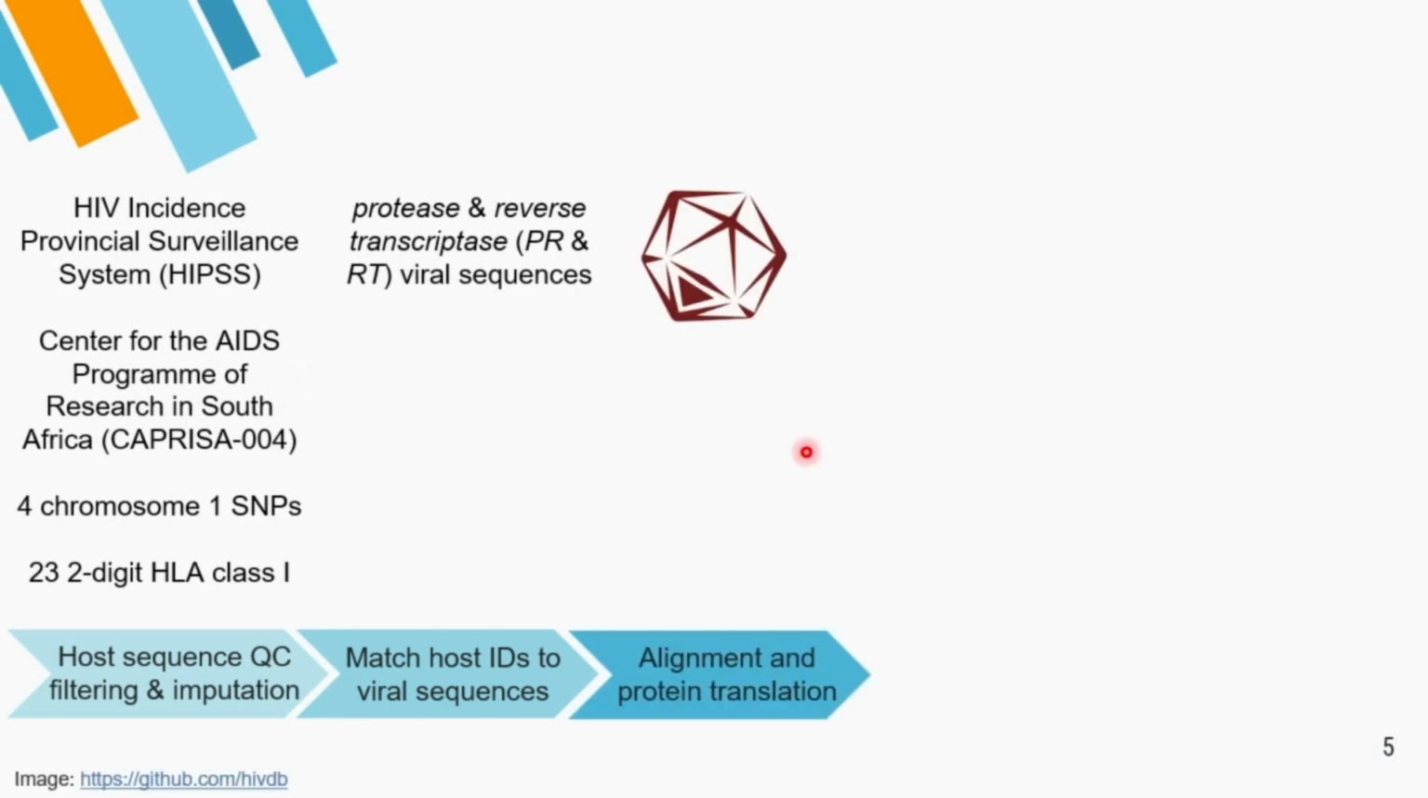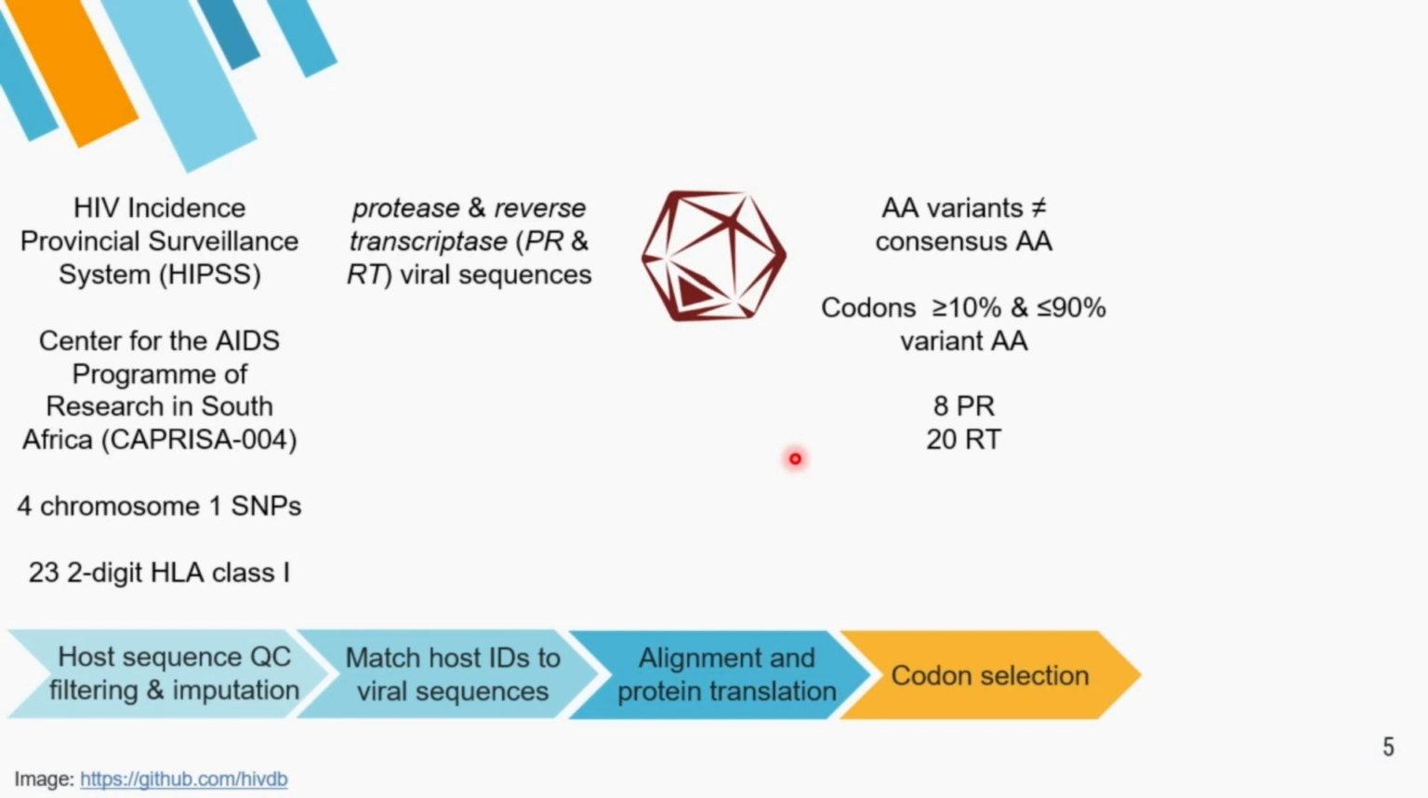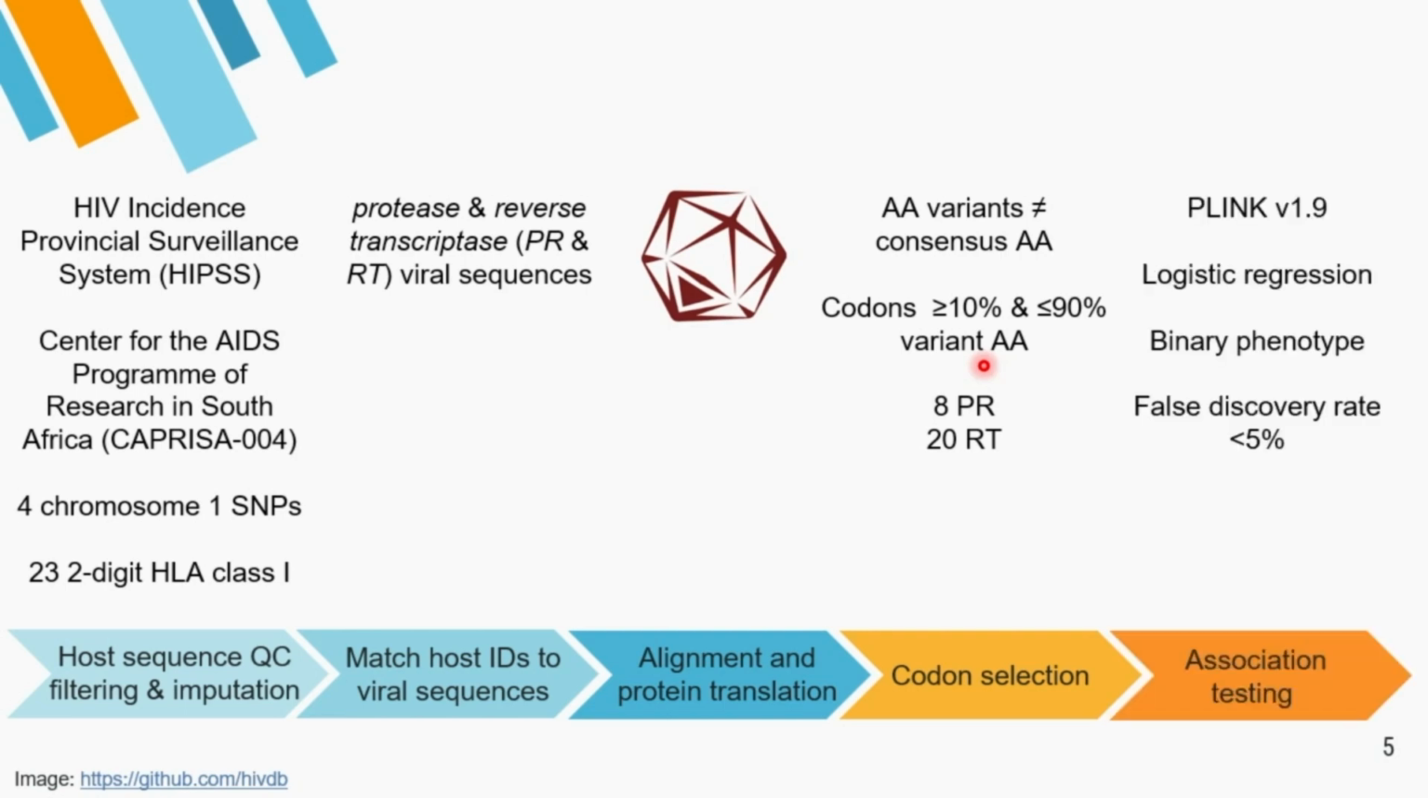The viral sequences were then aligned and translated to protein sequences using the Stanford HIV-DB online tool. And then with these protein sequences, we selected codons to do statistical testing using the thresholds that I have here. And that was just to ensure that we would have enough consensus and variant amino acid calls to do the testing. And then statistical testing was done in Plink, specifically using logistic regression.